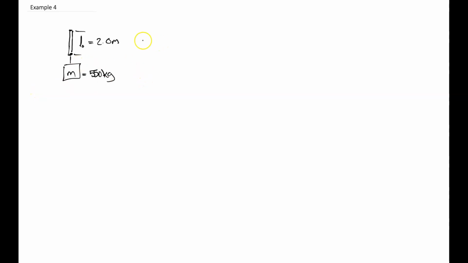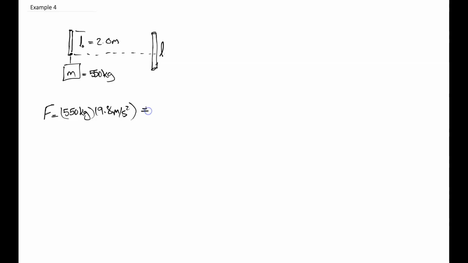Because of this weight hanging on the rod, it is going to elongate, and I'm going to exaggerate the elongation. If you notice now, we have a new length L, and this new length L is one of the things we're going to try and find in a little bit. But notice that we have a force, which is 550 kilograms times 9.8 meters per second squared. That's the weight of that mass.